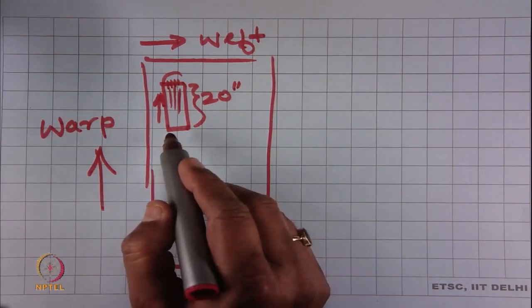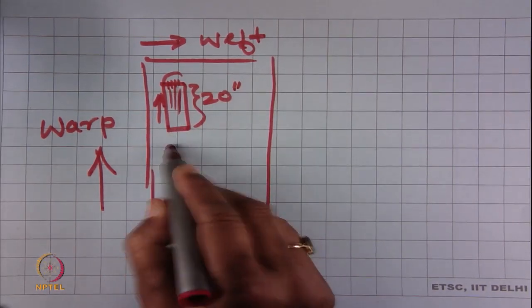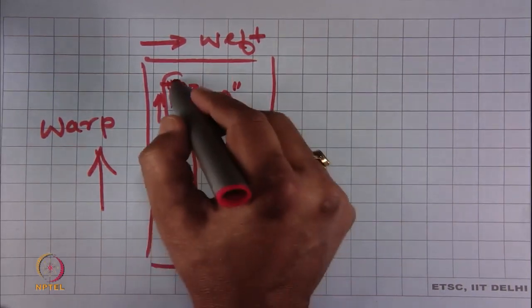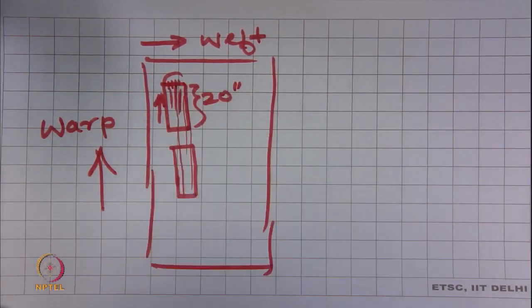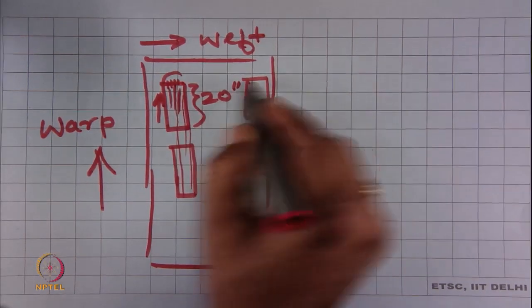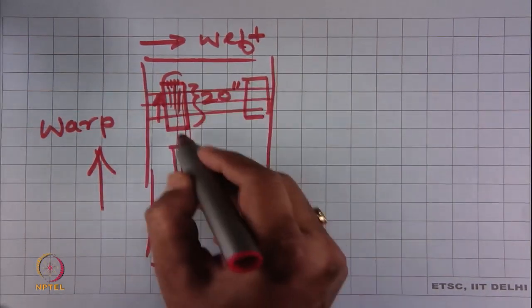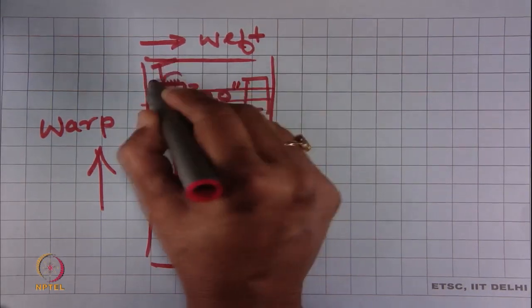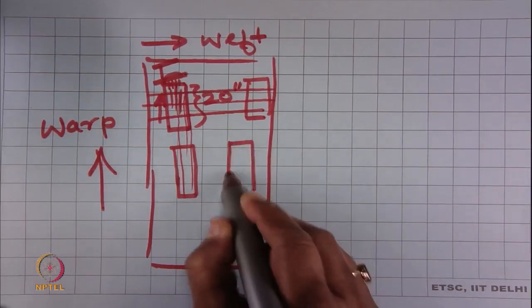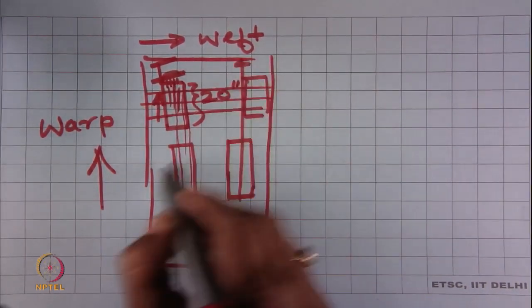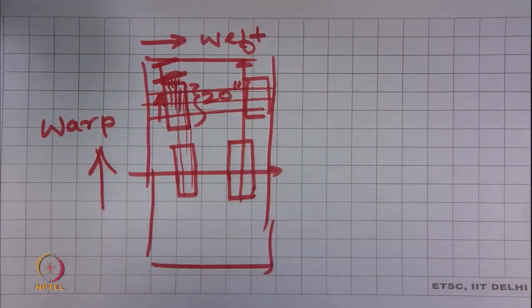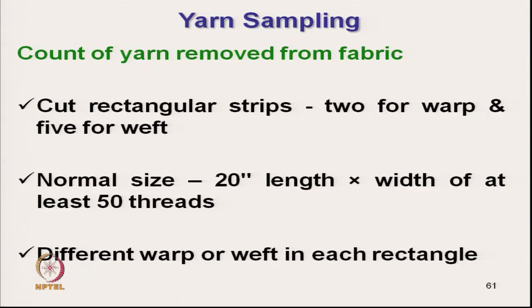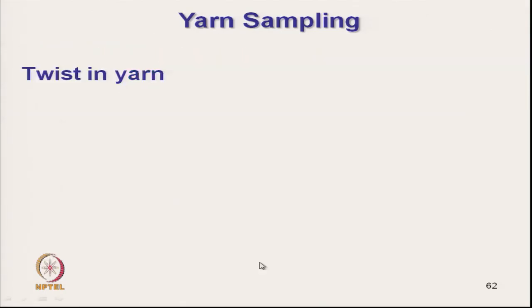This is one specimen. The next specimen we cannot take from this side here, because they will have a common warp. Similarly, we cannot take from this portion, because there will be a common weft. So, what we have to do? This is, say, specimen 1, and the second specimen we have to take from this portion, because there is no common warp or common weft. That is how we have to select the warp and weft, so that different warp and weft combinations are there. Now, to measure twist in yarn, we have to follow a little bit different process.